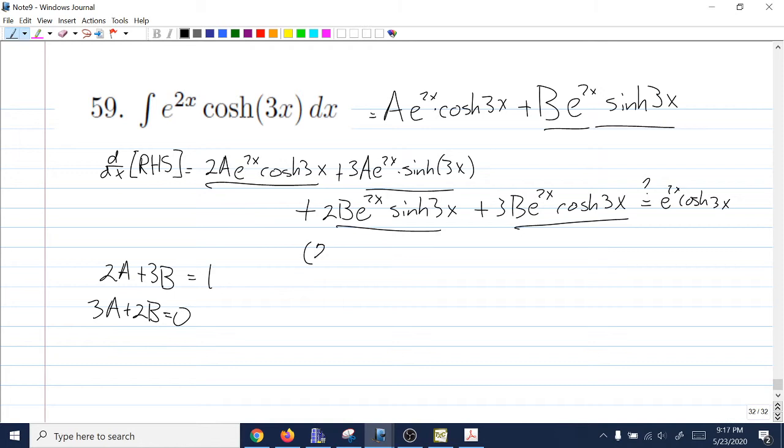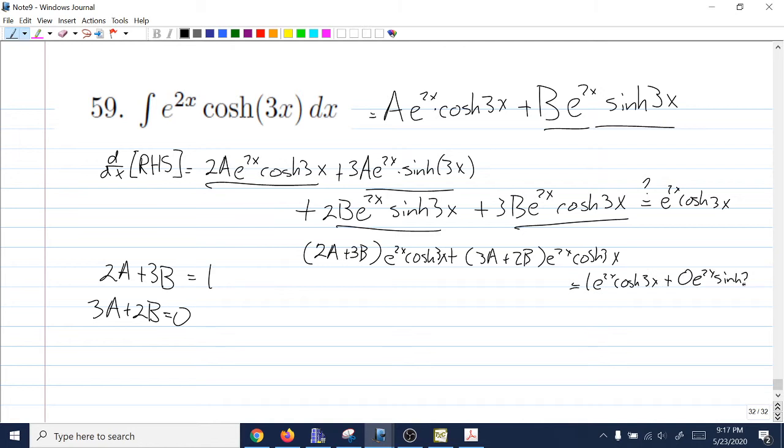I have (2a + 3b) e^(2x) cosh 3x plus (3a + 2b) e^(2x) sinh 3x. And my answer is supposed to be 1 e^(2x) cosh 3x and 0 e^(2x) sinh 3x. So I'm figuring out the a's and the b's that make this equal, getting around doing an integration by parts.